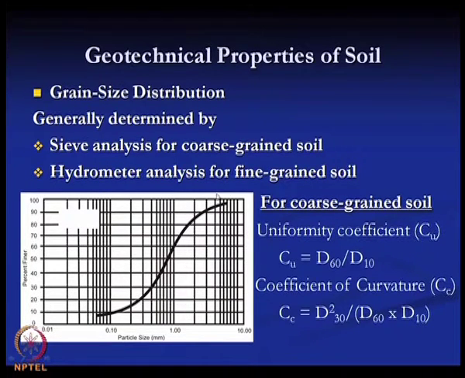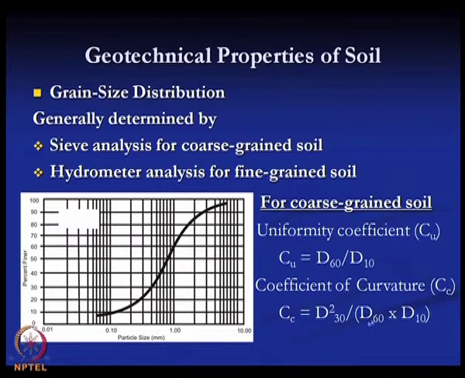From this graph we can determine the two coefficients for coarse grained soil. One is the uniformity coefficient Cu, and another is the coefficient of curvature Cc. Cu is basically D60 by D10, where D60 denotes the particle size corresponding to 60% fineness, and similarly D10 is the particle size corresponding to 10% fineness. From this curve we can determine the particle size for 60% fineness and for 10% fineness. If we know these two values from this graph, then we get the uniformity coefficient of the soil.